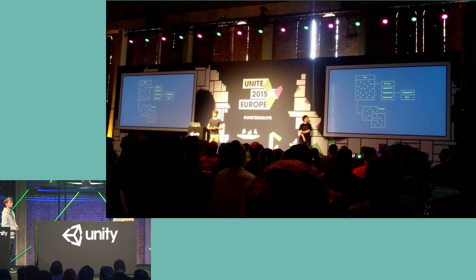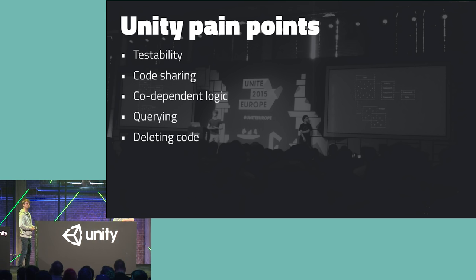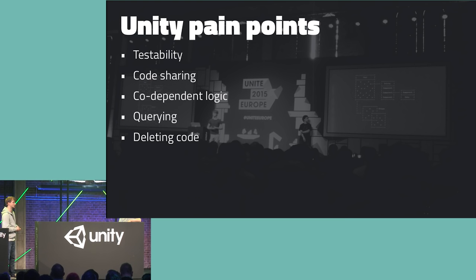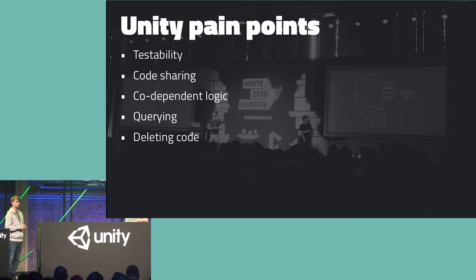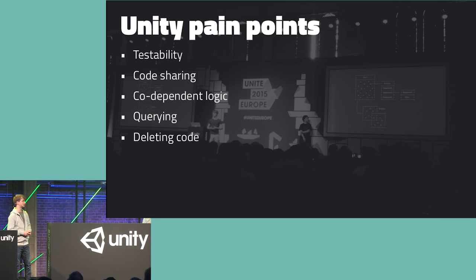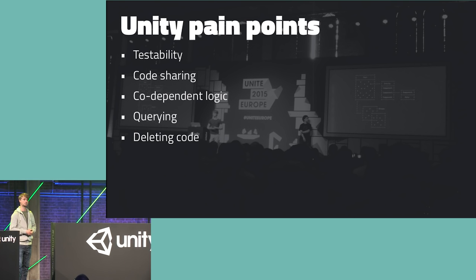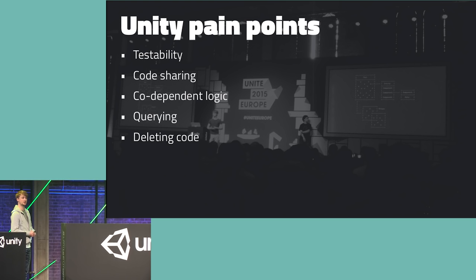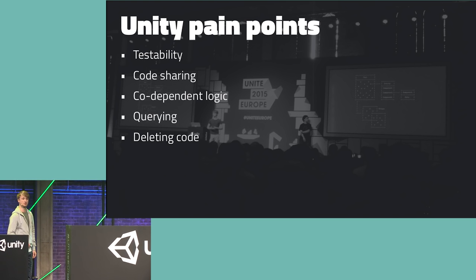And those were testability, because we are actually working in a test-driven way. We talked about code sharing, because we wanted to use the logic we are writing for our clients, for the mobile phone. We wanted to be able to run the same logic on the backend server, for example, for simulation games to validate a battle or to prevent cheating. We talked about codependent logic and fast and efficient querying, and also about the stuff we like to do the most, which is deleting code. So when we want to get rid of a feature, the best thing we can imagine is just delete the folder and no more work to do.